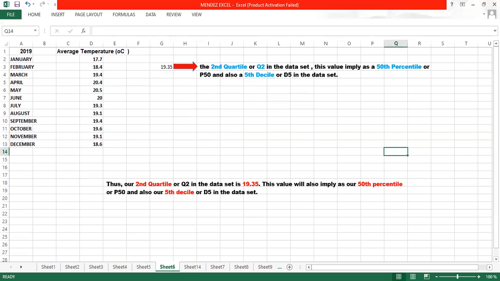Thus, our second quartile or Q2 in the data set is 19.35. This value also implies our 50th percentile or P50 and also our 5th decile or D5 in the given data set.